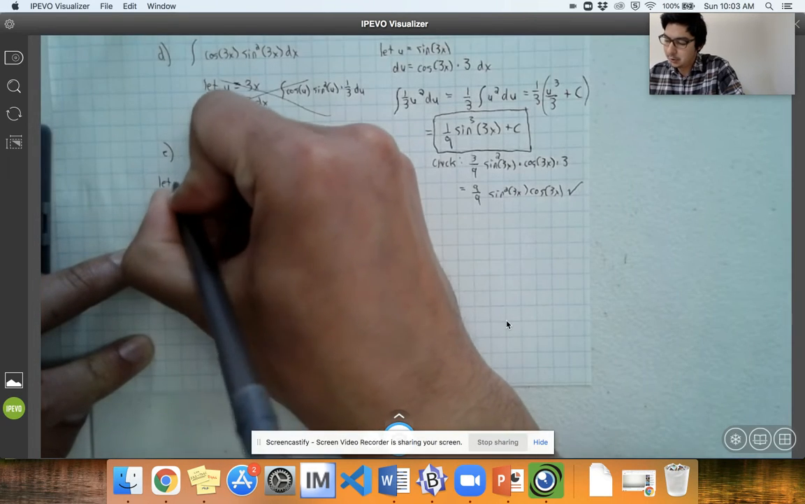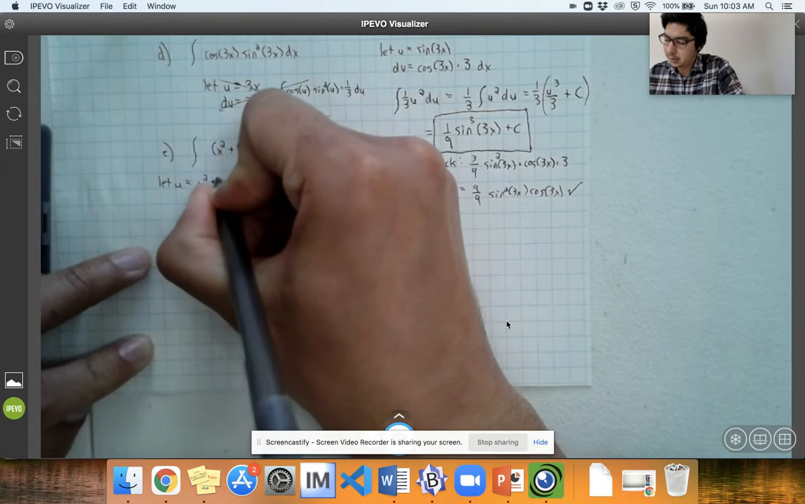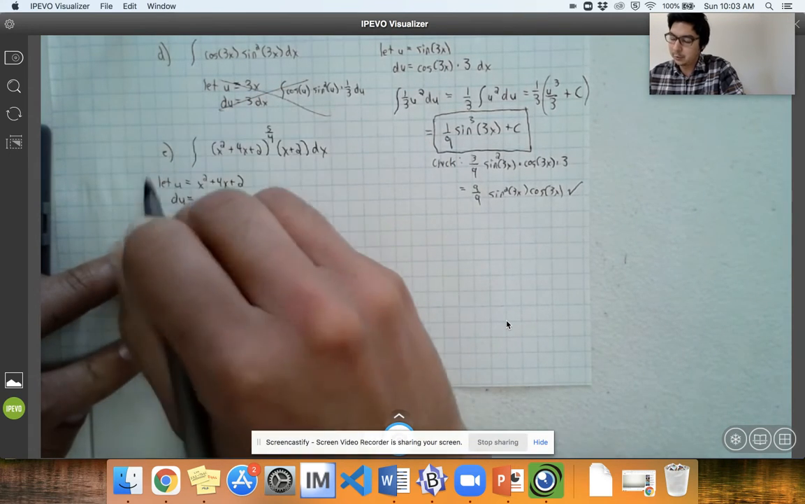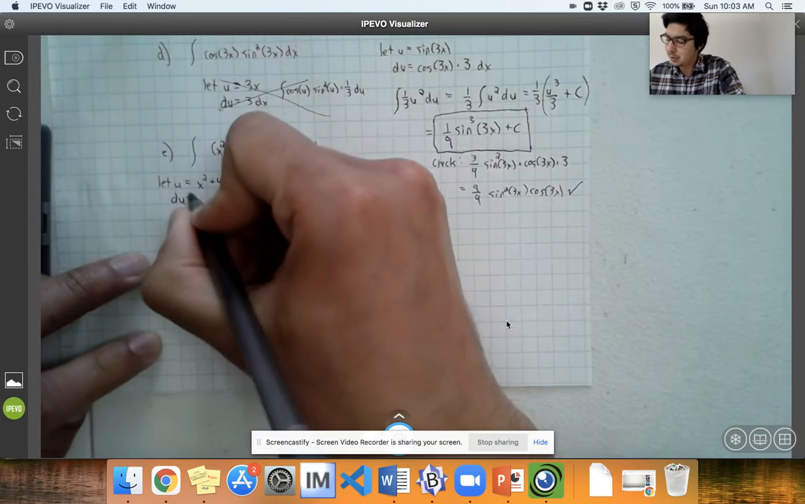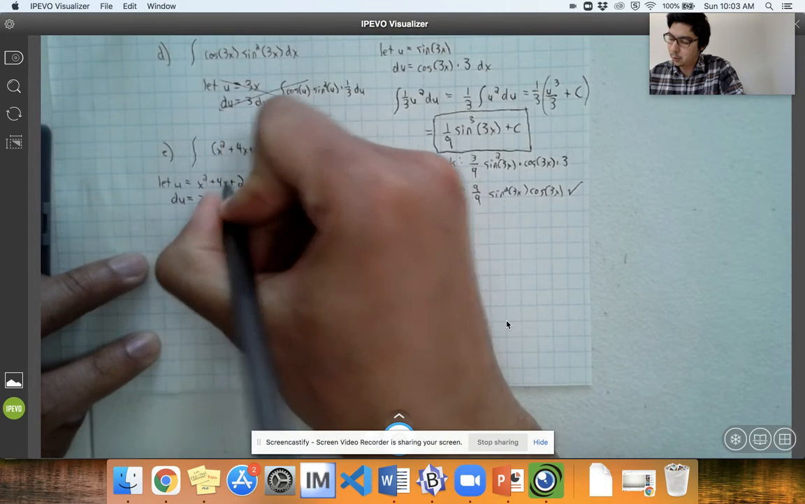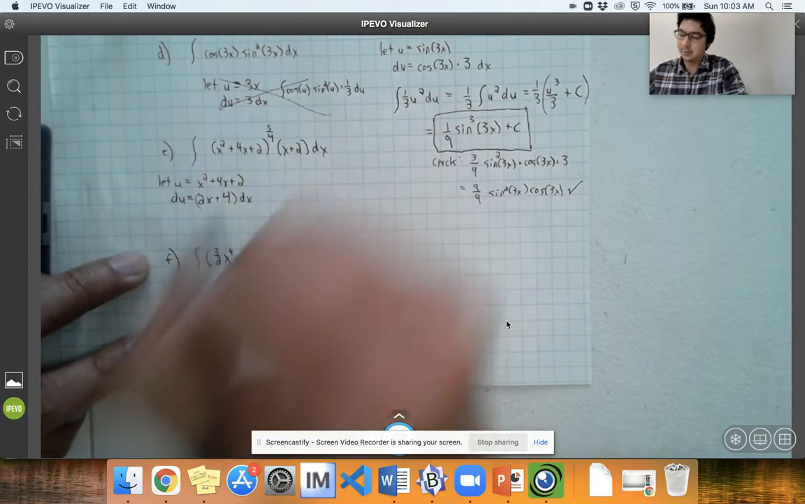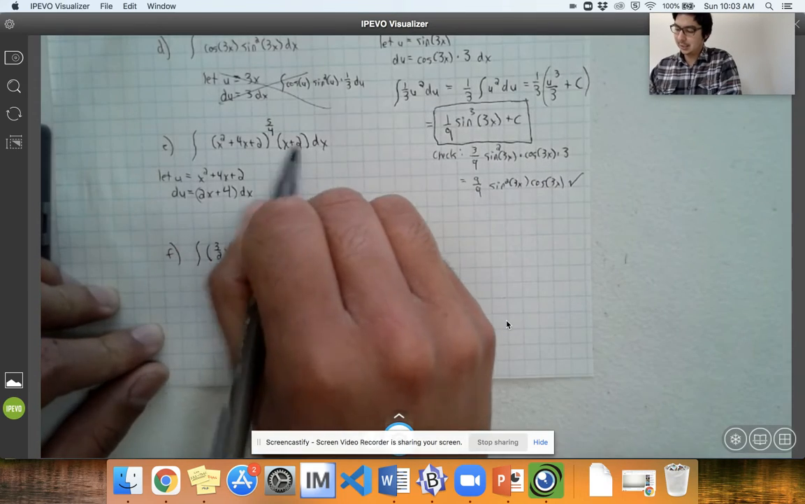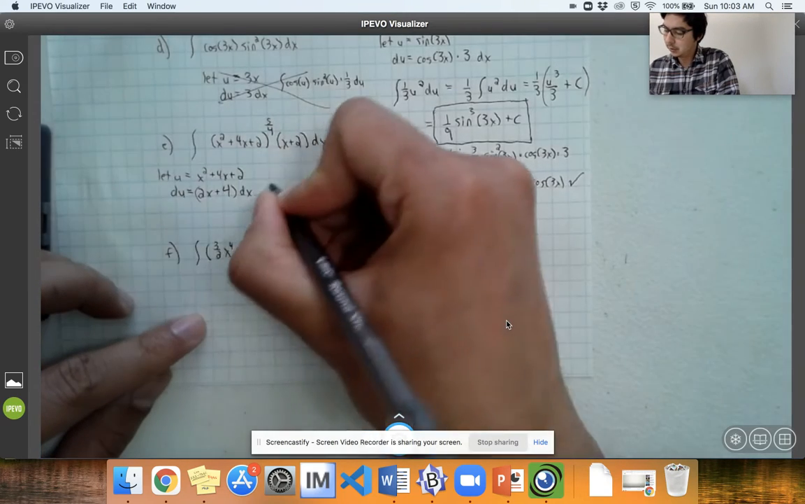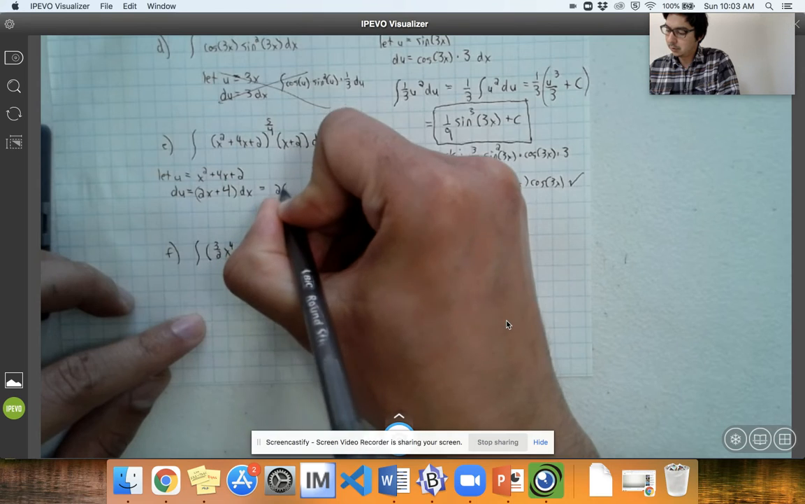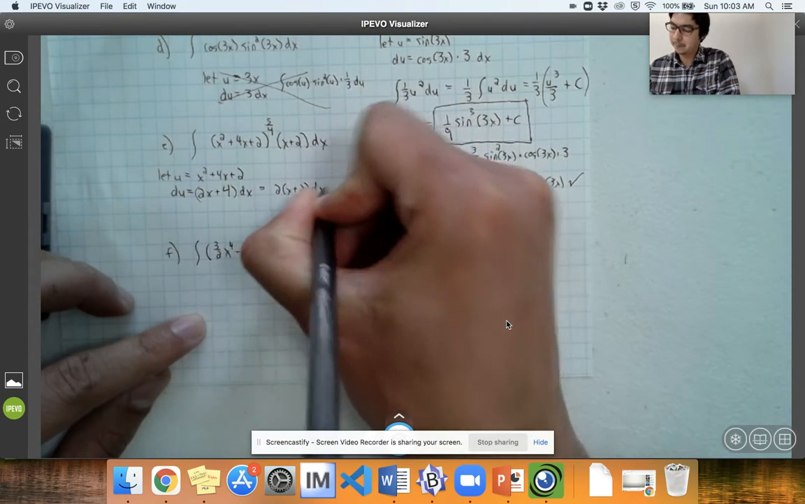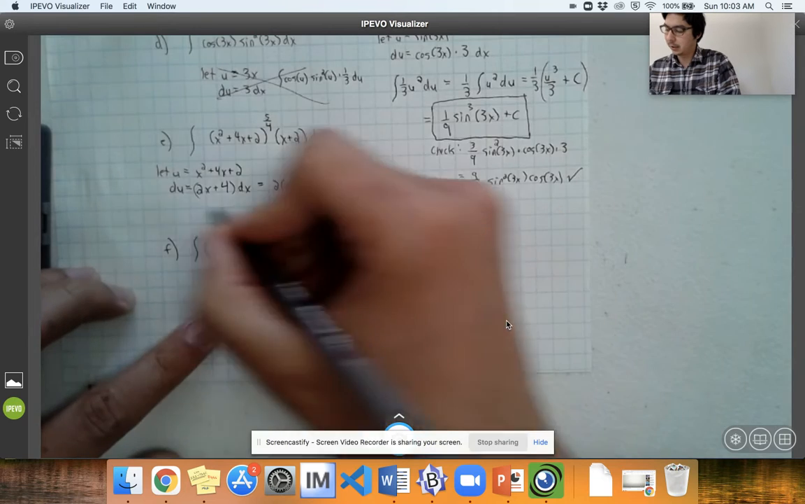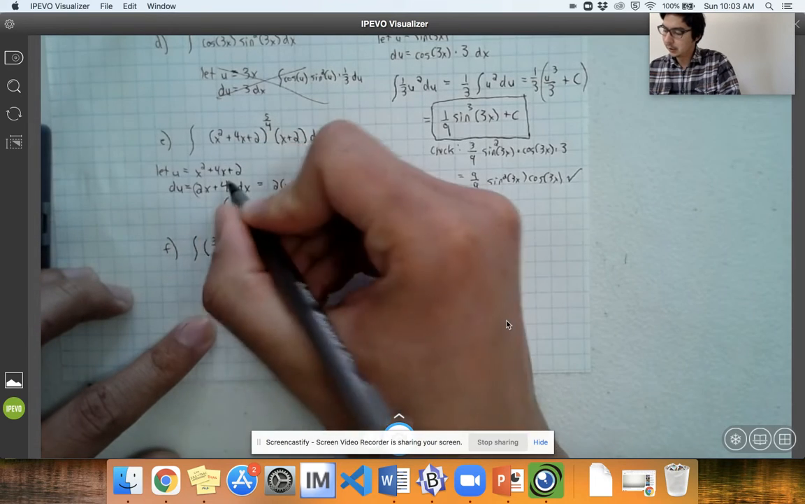So let's let u equal x squared plus 4x plus 2, which would imply that du, if we take the derivative of both sides with respect to x, will give us (2x plus 4) dx. All right. Now that doesn't help us necessarily see this, so let's rewrite du as 2 times (x plus 2) dx.